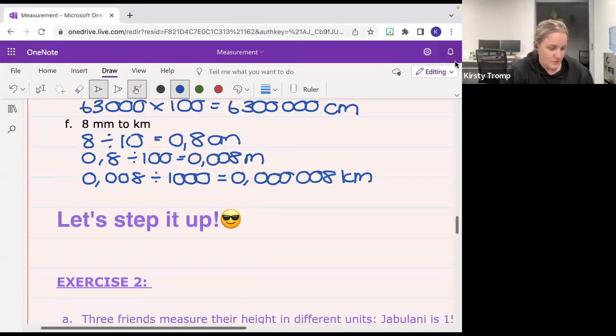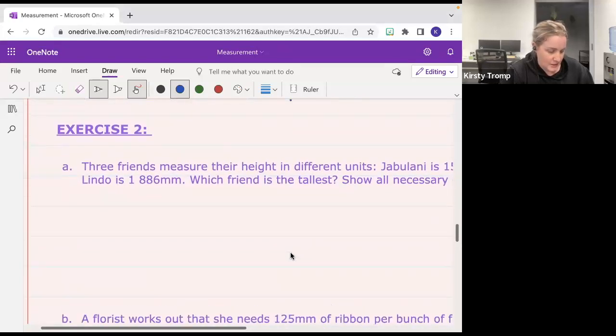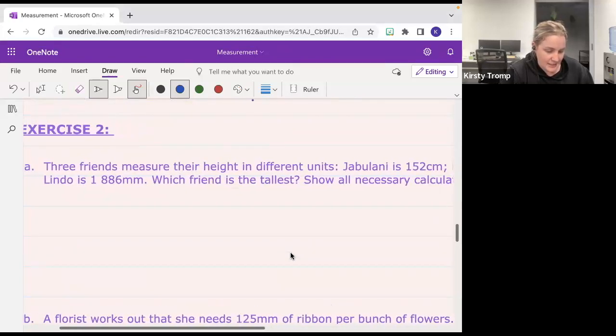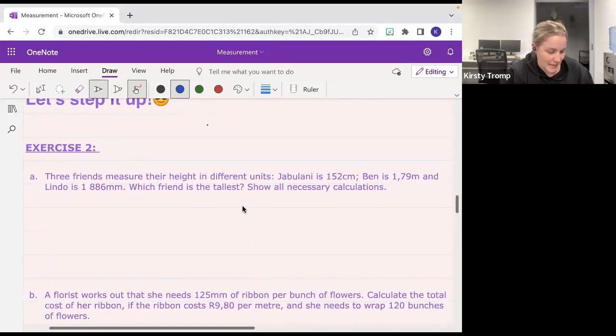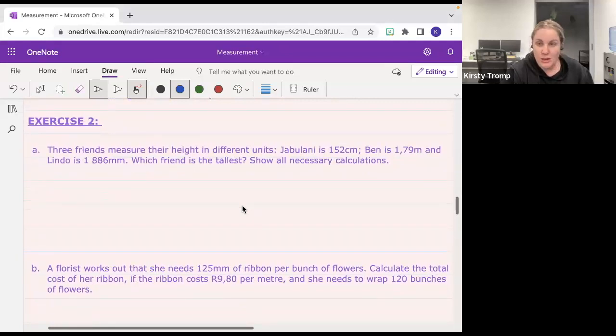Okay. So our next part says, listen up, exercise 2. Now we're going to have it in a little bit more of a word sum, so a little bit more maths lit. In the exam, in your final paper or your June paper, you will see conversions like that nice section in the beginning of the paper where it asks you to do conversions. Then you might move on to questions that have a little bit more words in them. So let's have a look at exercise 2.